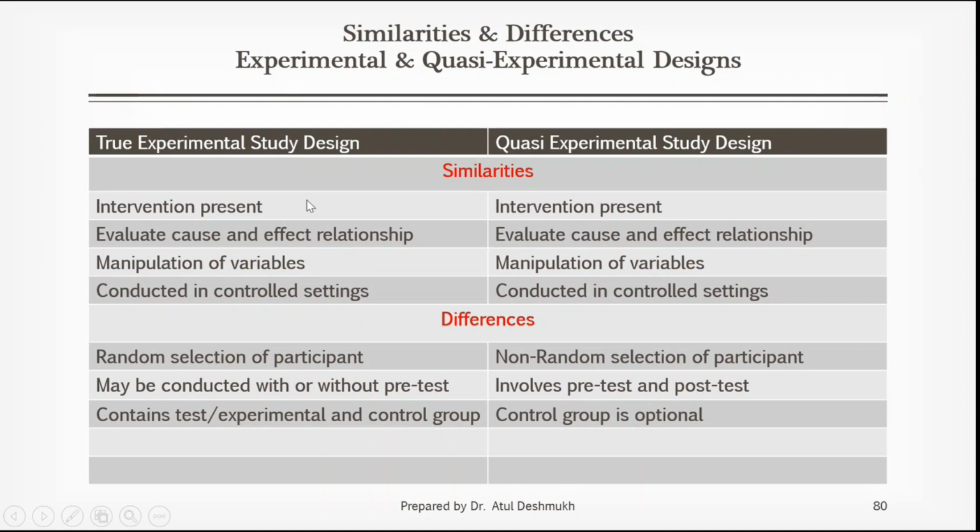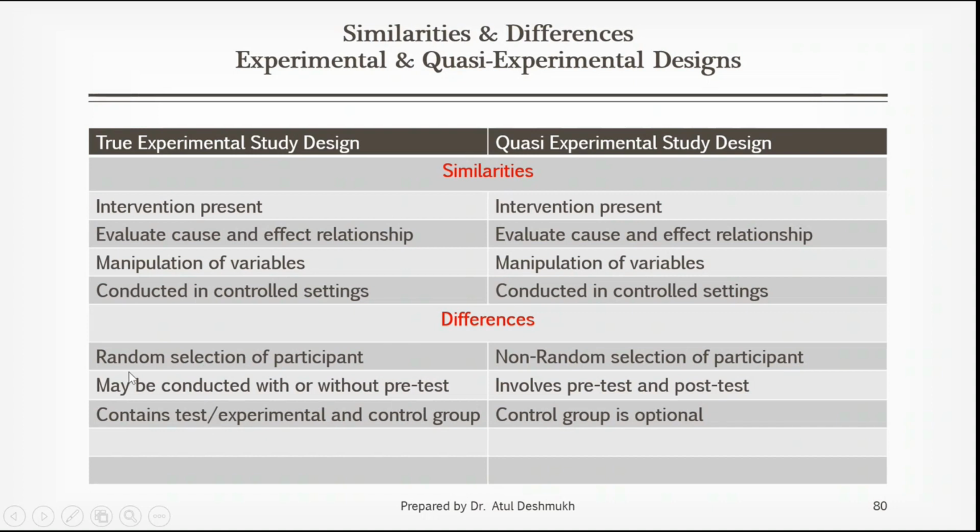Now, what are the differences between true experimental study design and quasi-experimental study design? Random selection of participants is always present in true experimental design. Non-random selection of participants, so random selection of participants is absent in quasi-experimental study design. May be conducted with or without pretest.